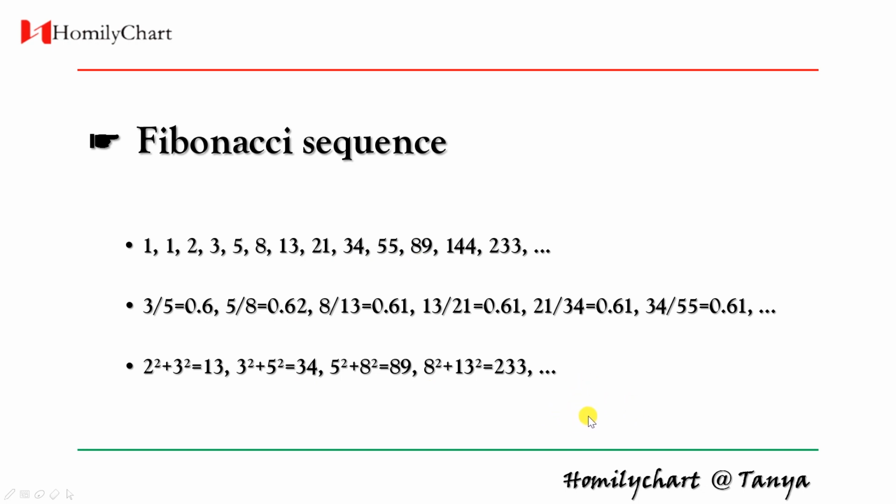Any two adjacent numbers, if we use the first one divided by the next one, then we find the value is more and more close to the golden section ratio 0.618. And any two adjacent numbers, if we use the squares and add them together, we get a value that is one of the Fibonacci numbers. These Fibonacci numbers we can use in our lives and also can be used in trading in the market.